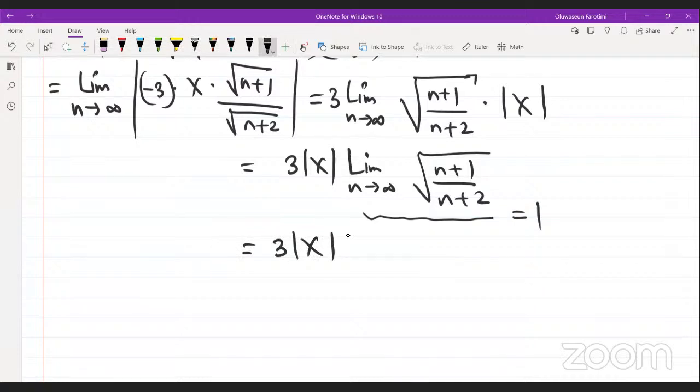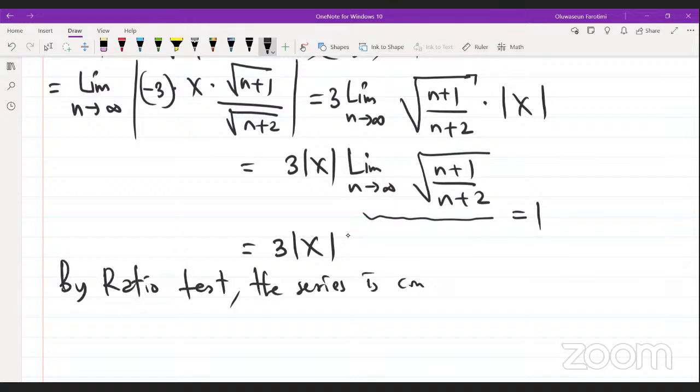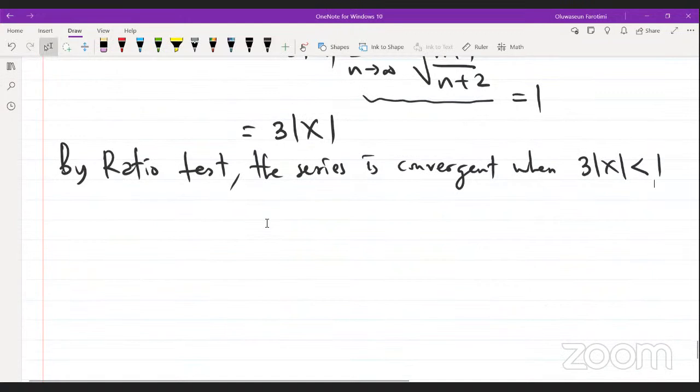When we get to this point, can we remember what we really do? Now, this is ratio test. I need this guy to converge. So this guy has to be less than 1 initially, okay? So I'm going to say by ratio test, the series is convergent when this guy is less than 1. Interesting. This means that my absolute value of x is less than 1/3. I divide both sides of this inequality by 3. 3 is a positive number.